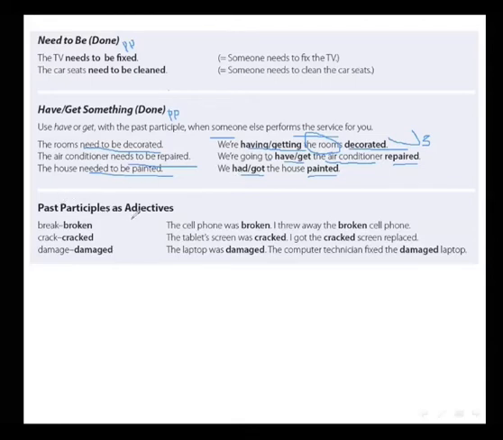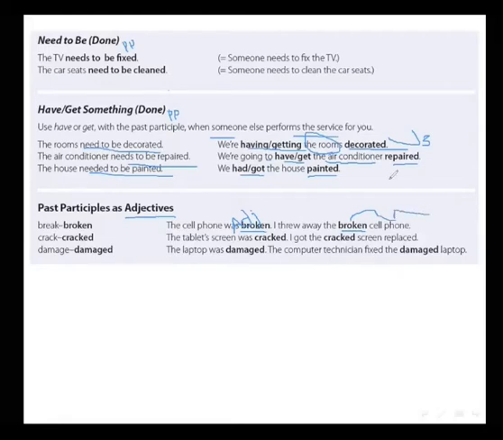The next structure is past participles as adjective. We can use past participle as adjective. Here past participle can be irregular verbs or regular verbs like break, broken, crack, cracked, damage, and damaged. The cell phone was broken. Here broken is adjective. Okay? I throw away the broken cell phone. The broken cell phone, pay attention, the adjective is followed by the noun.